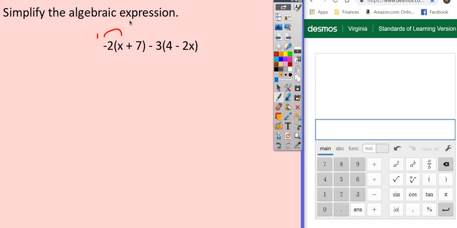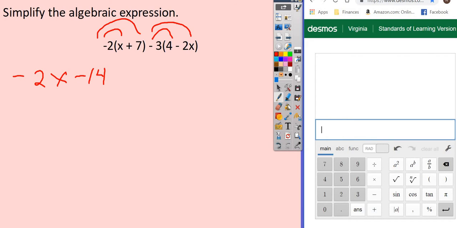What I'm doing here first is I'm going to distribute, but then I'm going to have to distribute a second time before I combine like terms. The big trick is here, do not forget the signs that go with these numbers. So negative 2 times x is negative 2x. Negative 2 times a positive 7 is negative 14.